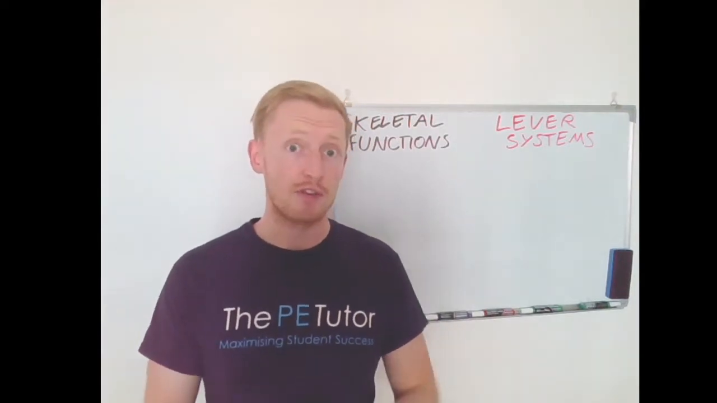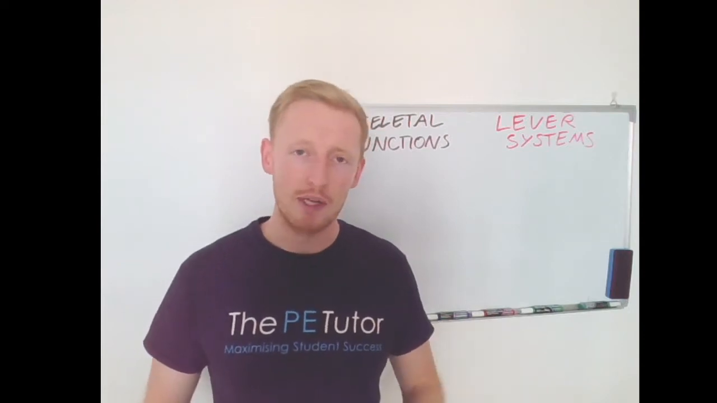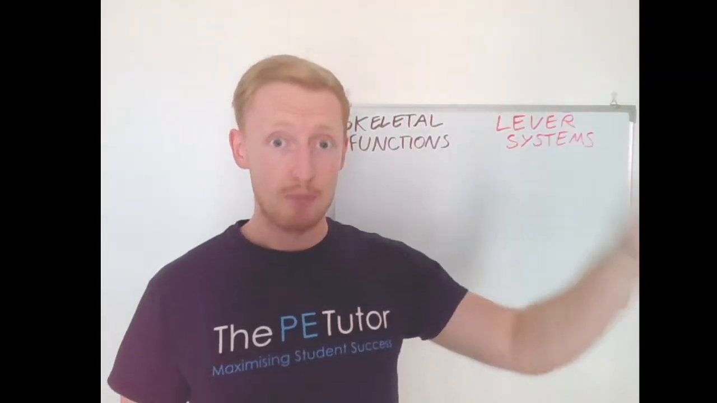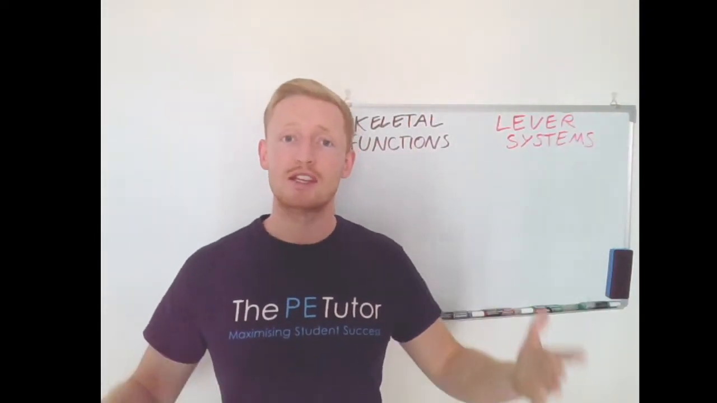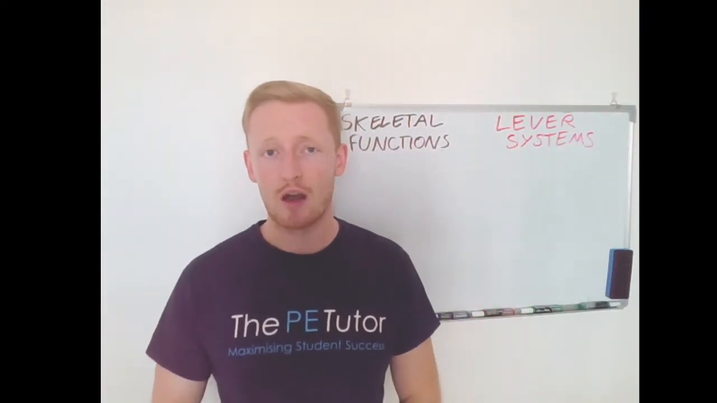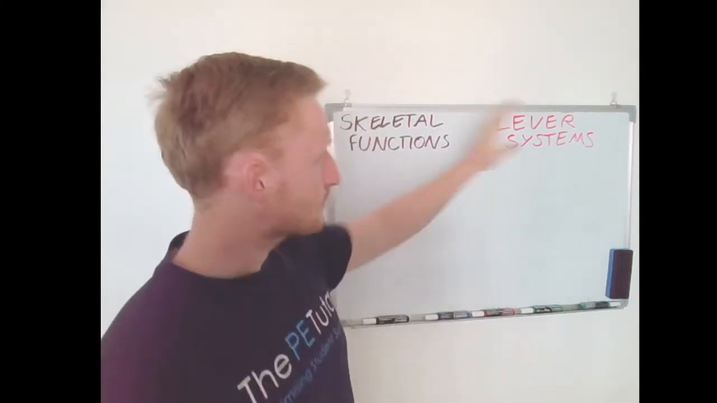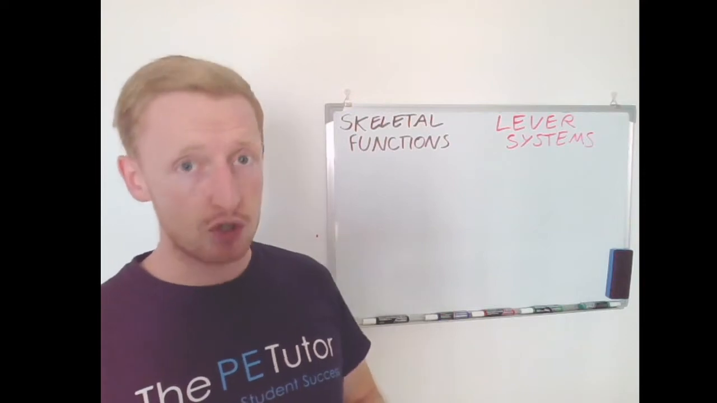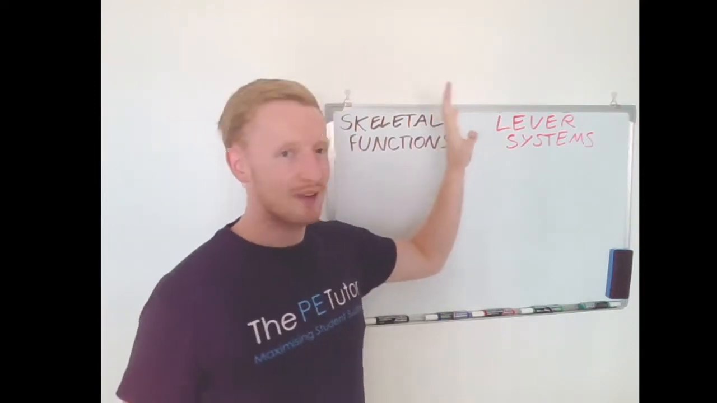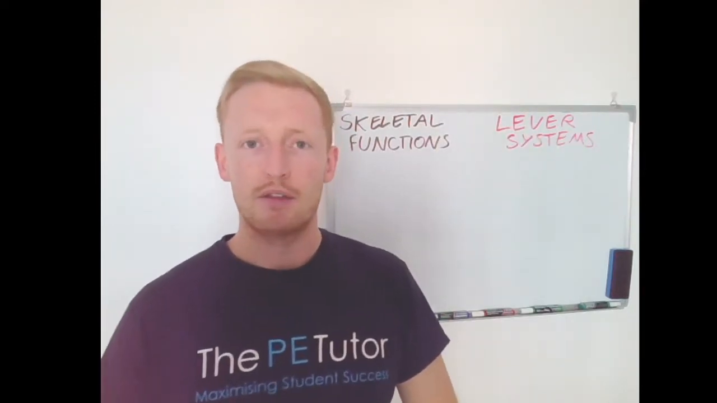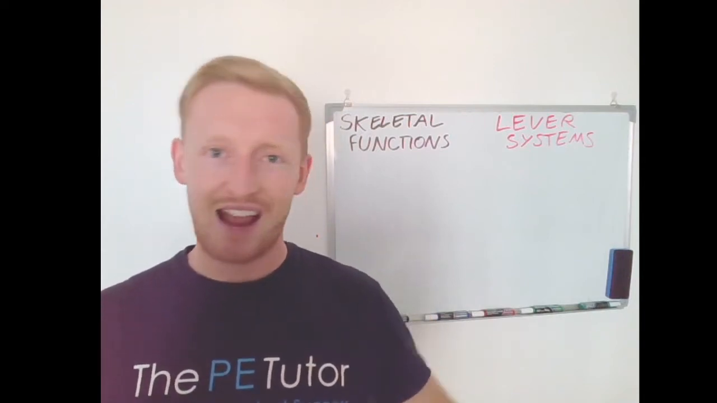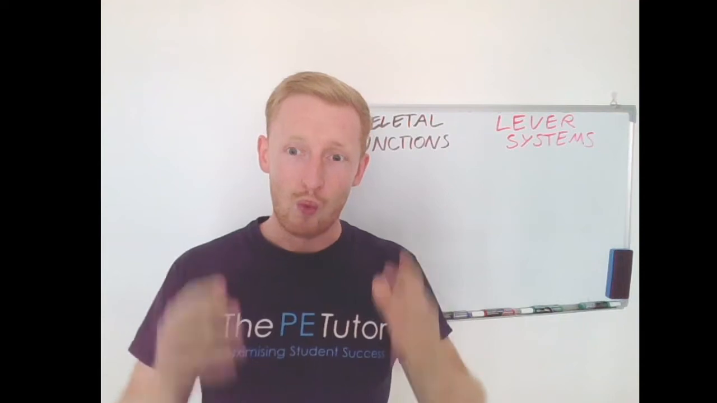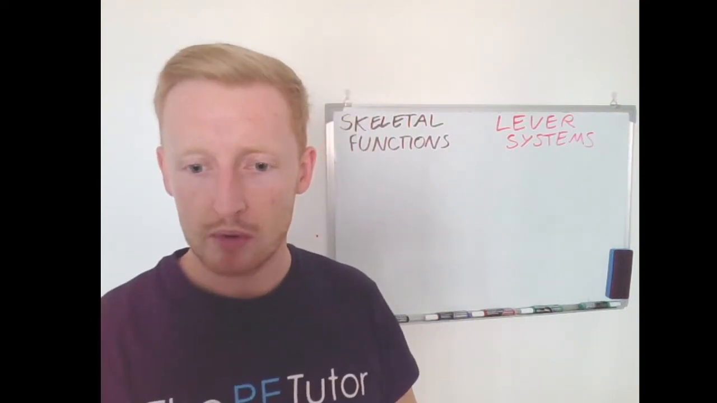So apologies for the inconvenience, but we will be covering the cardiovascular system in the A-level lessons. That will be tomorrow, but today, of course, is the GCSE group class, and you can see from the board we're going to finish off on our skeletal system, looking at the skeletal functions, and then we're going to move on to lever systems and the 3 different classes of lever systems, how they all work and where they are in the body. So without further ado, we will get straight into it.